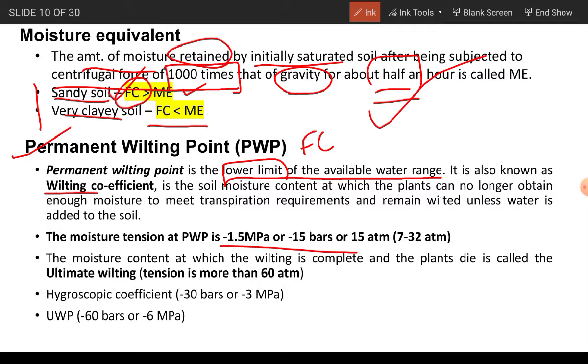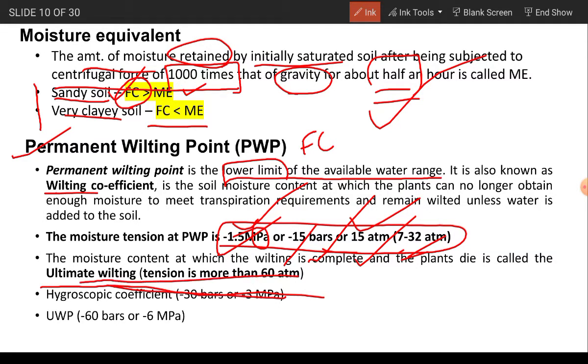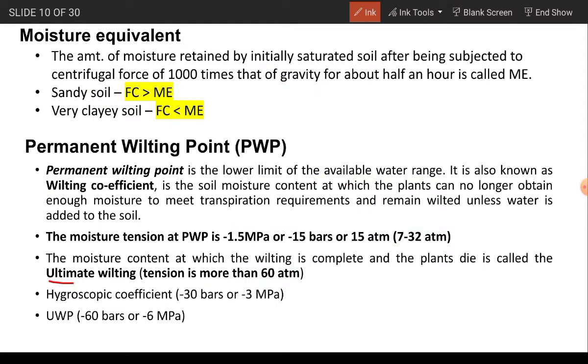You see here, the main thing is the potential. What is the potential? It is minus 15 bars, or minus 1.5 megapascal, or 15 atm. Generally it ranges from 7 to 32. For an average we have taken 15 bars. The moisture content at which wilting is completed and the plants automatically die is called ultimate wilting point, where the plant dies.